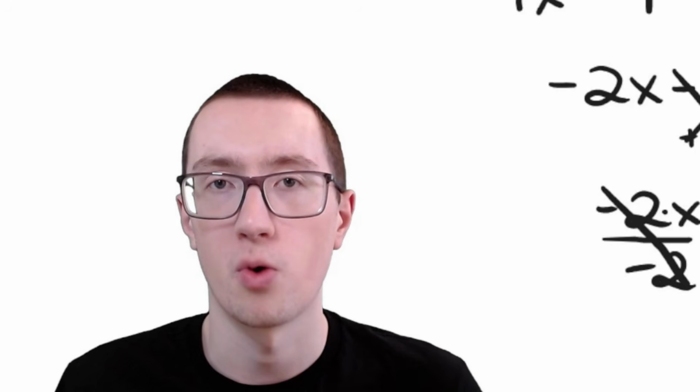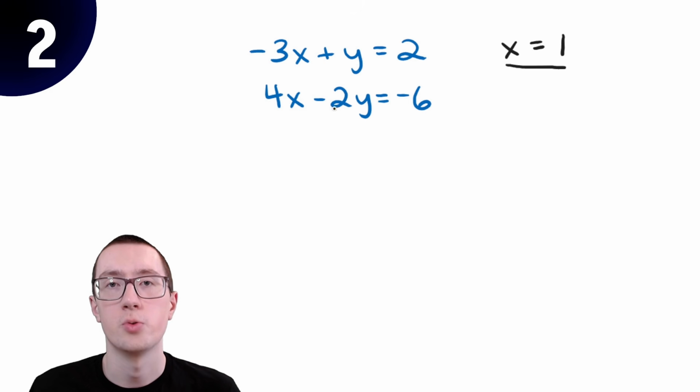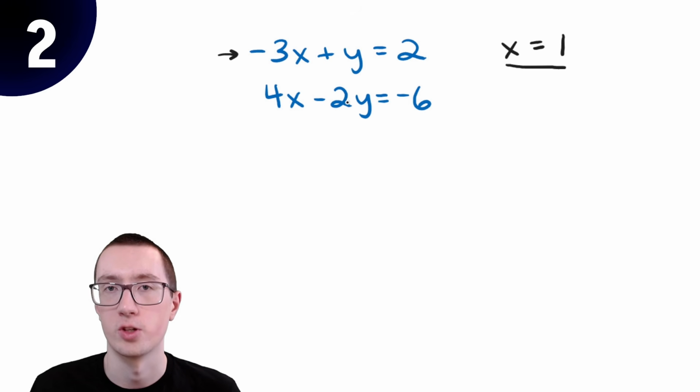So how would we solve for y in this case? Well, all we need to do is plug in 1 for x in either of these equations and see what we get for y. I'm going to use this first equation because y is closer to being by itself, so it's going to be easier to use this one, but you can use the bottom one as well. So we're going to rewrite the first equation, but instead of x, we're going to write 1. So we're going to have minus 3 times 1 plus y equals 2.